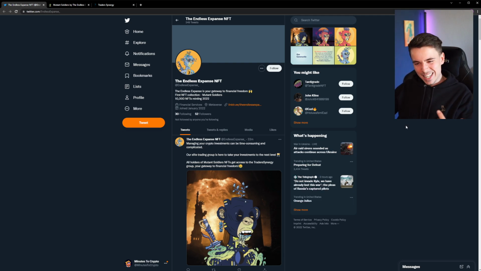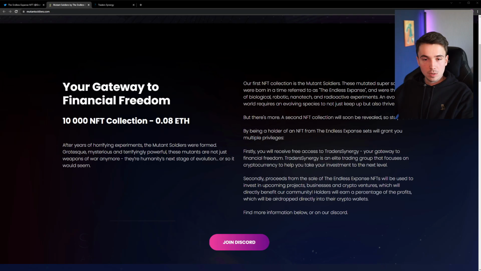And with that said, let's take a look at what the Endless Expanse NFT has in store for us. First of all, there will be 10k NFTs, which will be minted for a price of 0.08 Ethereum in the public sale, and the whitelist sale might be cheaper, might not be, you will have to see. But if you want one of those whitelist spots, I would recommend you go into their Discord and even their Twitter and stay up to date, because there will probably be whitelist spots given away pretty soon.